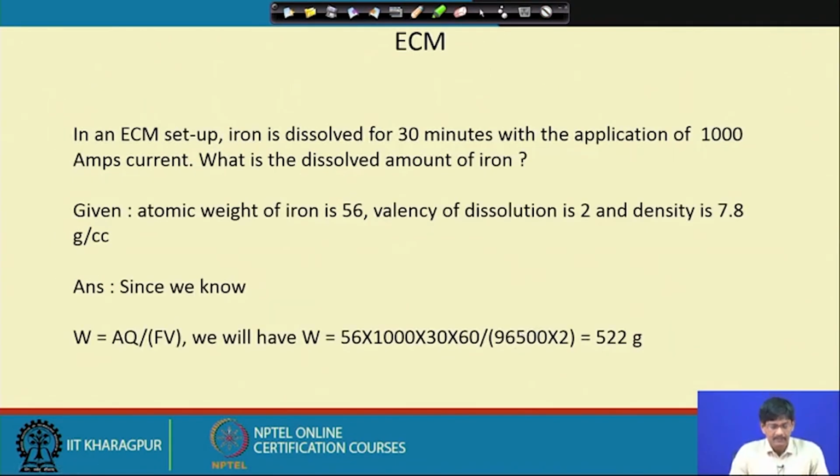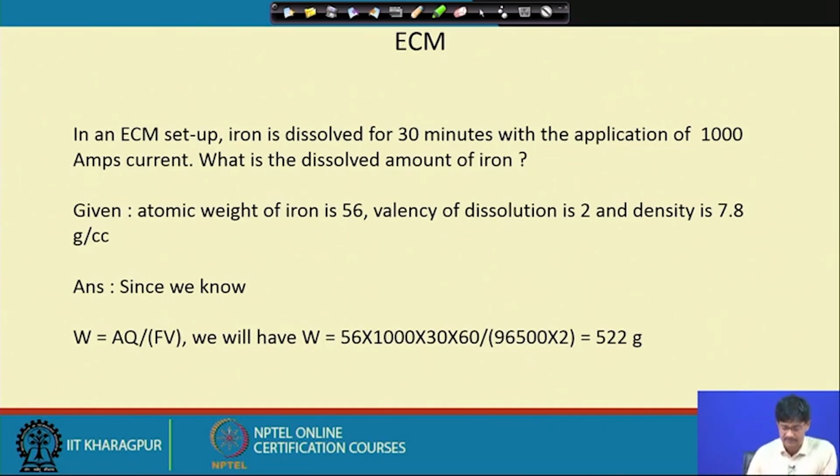ECM. In an ECM setup, iron is dissolved for 30 minutes with the application of 100 amperes current. What is the dissolved amount of iron? So, in this case what we have given is atomic weight of iron is given to be 56. That means gram atomic weight is 56 grams. Valency of dissolution is 2. You know, iron can have two valencies, one is 2 and one is 3, and the density is 7.8 grams per cc.